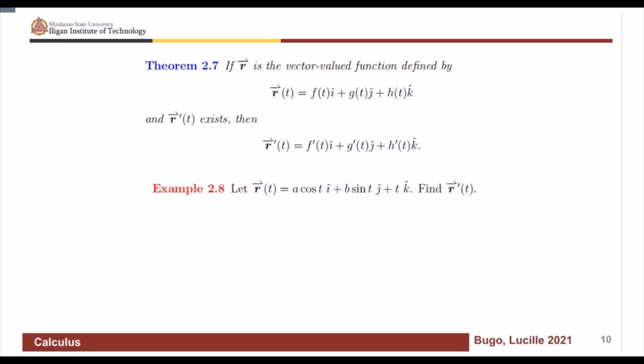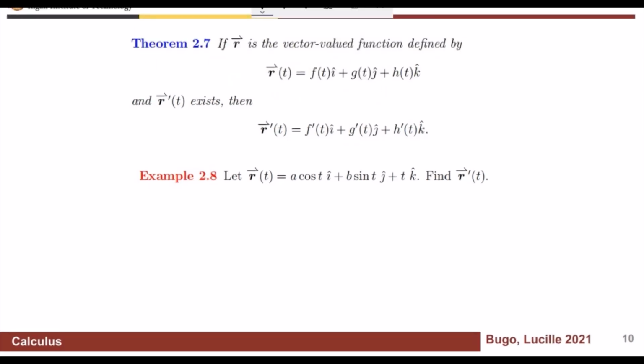Theorem 2.7: if r is the vector valued function defined by r of t equals f of t i hat plus g of t j hat plus h of t k hat, and the derivative of r exists, then the derivative of r of t is equal to f prime of t i hat plus g prime of t j hat plus h prime of t k hat. So in other words, we just have to take the derivative of each component function.